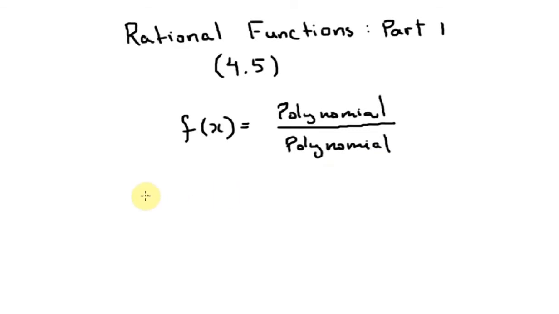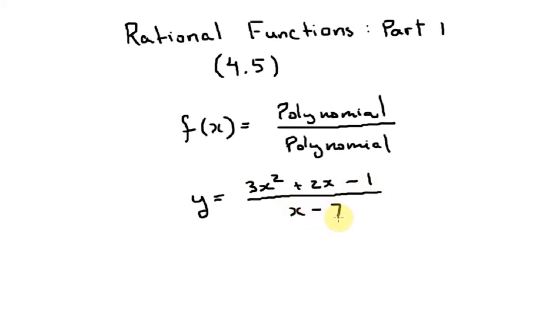Maybe we have as a function, let's see, y equals, we might have something like 3x squared plus 2x minus 1 as a numerator. And as a denominator, we might keep it pretty simple, maybe just x minus 7. That would be an example of a rational function. Or another one might be very simple, might just be a 2 on the top, and maybe we just have an x on the bottom. So as long as there's a polynomial of some kind on the top and the bottom, you have a rational function. So what are we going to do with these rational functions?